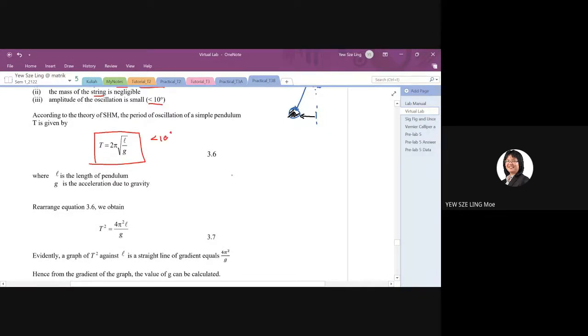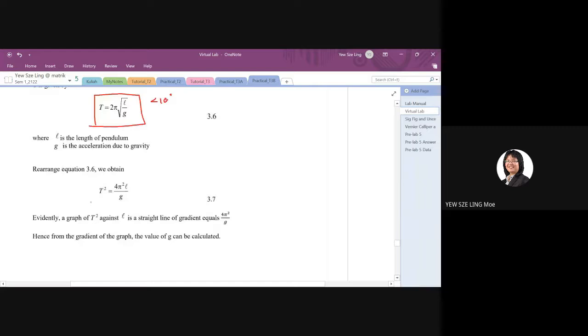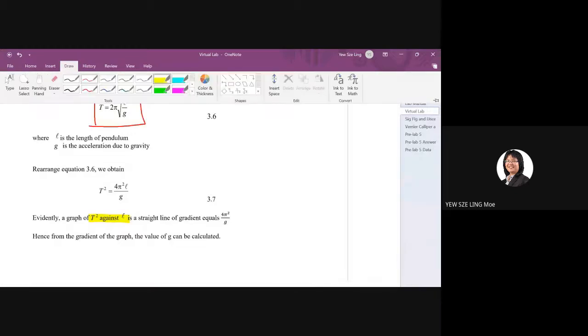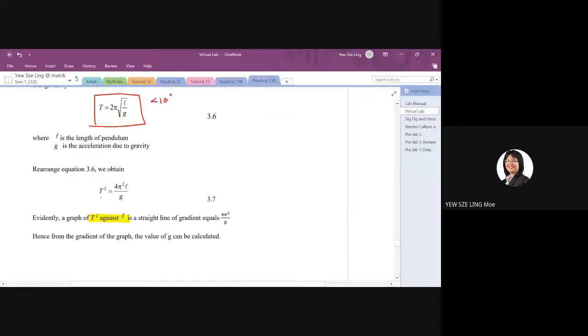But what happens if more than 10 degrees? That is our objective. So rearrange the equation. Now you obtain T squared equals 4 pi squared L over g. Now, why do we want to rearrange it? That is because the lab manual asks us to plot the graph of T squared against L. So we need T squared on the left-hand side and L on the right-hand side.